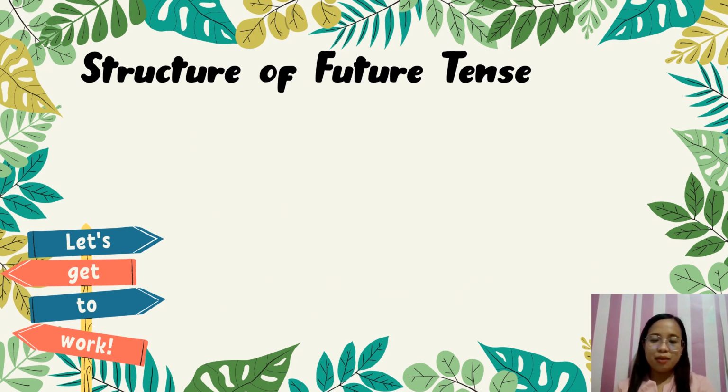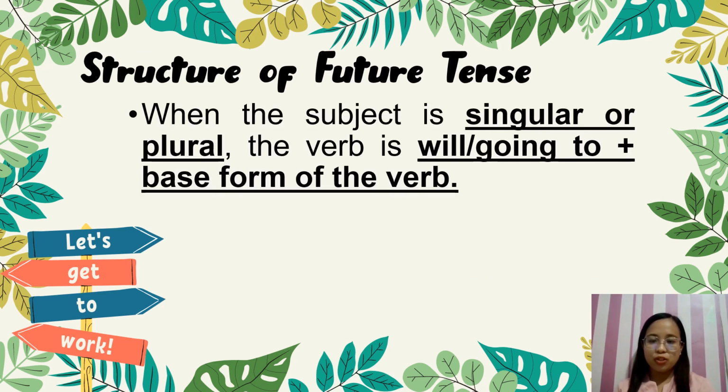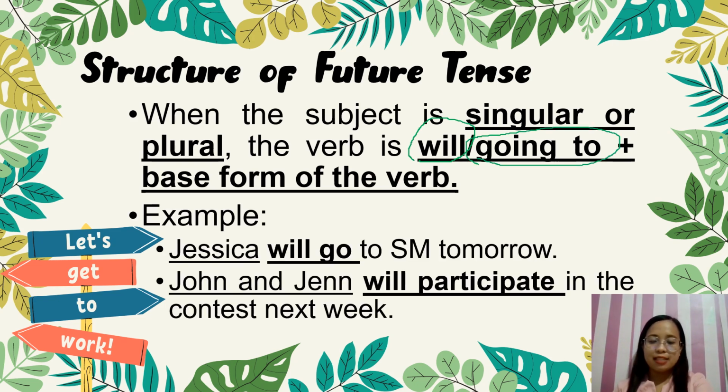Right, so ito naman yung structure of future tense. Okay, so class, when the subject is singular or plural, the verb is will or going to, pwedeng will, pwedeng going to, plus the base form of the verb. So magamit tayo class ng word na will. Or in some cases, pwede rin gamitin yung going to. Pareho lang yan, nasa future tense.